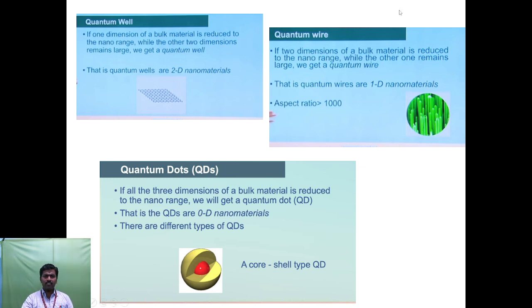So in quantum wire, two dimensions of bulk material are reduced to the nano range while the other one remains large. We get a quantum wire. So quantum wires are one-dimensional materials. Aspect ratio is greater than 1000 nanometer. Next one is quantum dots. If all three dimensions of bulk material are reduced to the nano range, we get a quantum dot. That is, quantum dots are zero dimensional. There are different types of quantum dots. This is a core-shell type quantum dot.